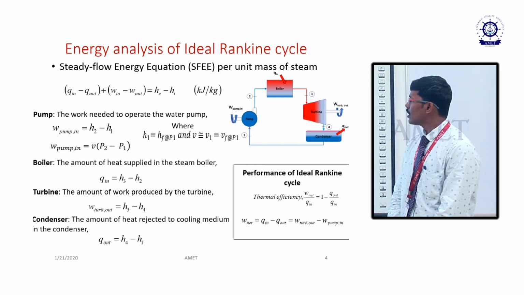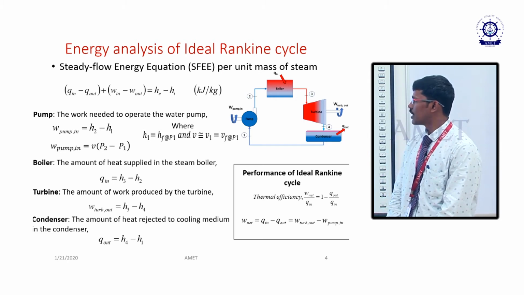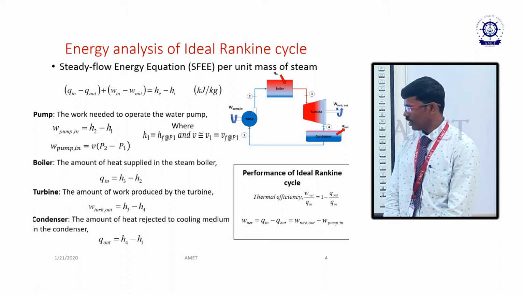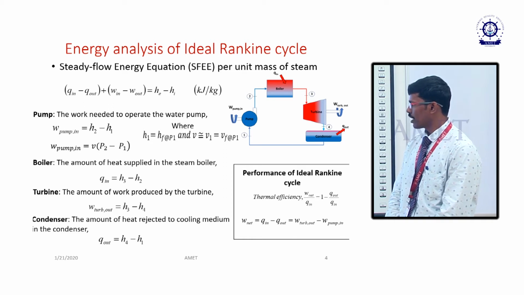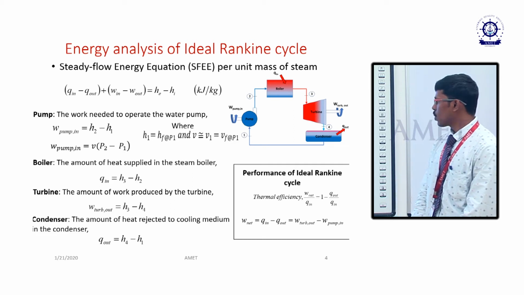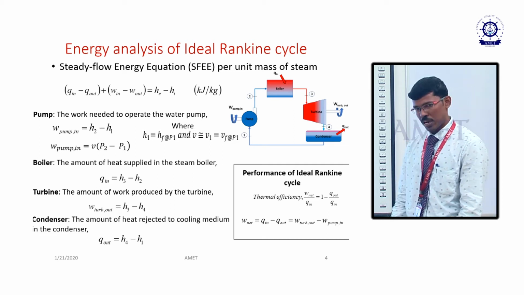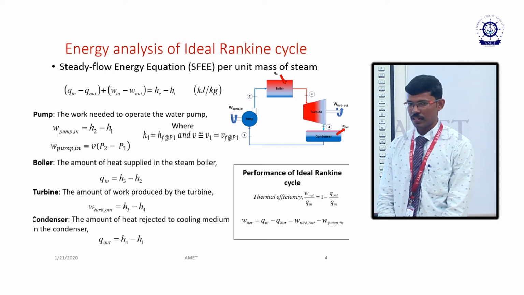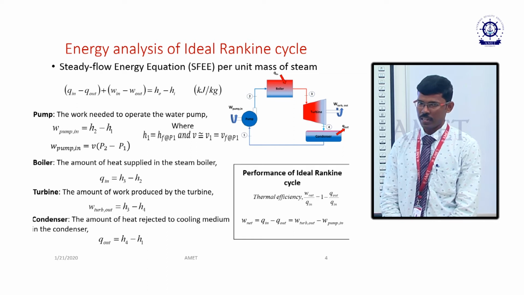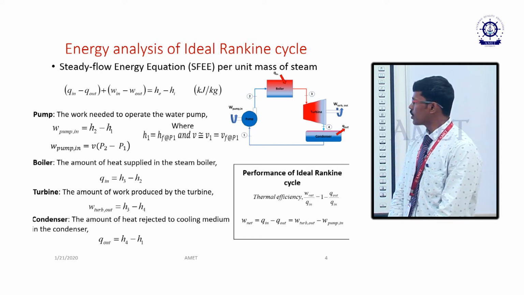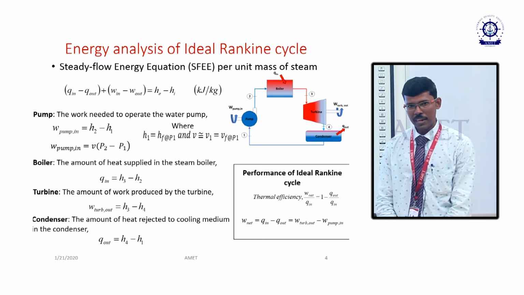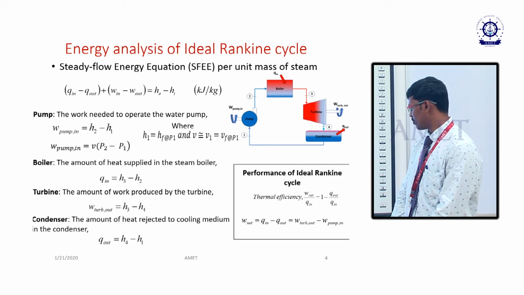These are the standard steady flow energy equations per unit mass of steam for different components, while considering the corresponding heat transfer and work transfer for the particular devices. The overall performance of the ideal cycle can be given by the thermal efficiency. The thermal efficiency is the net work output divided by the heat supplied. The net work output is given by the work output of the turbine minus the work given to the pump.